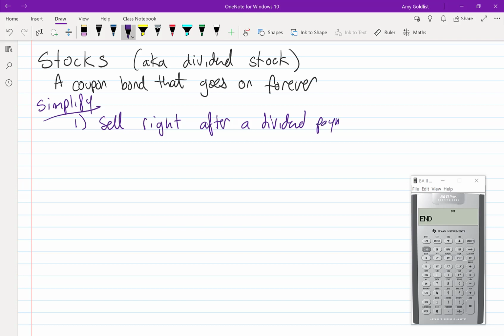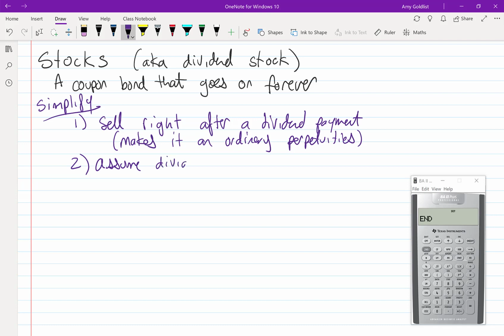Why do we do this? That makes this ordinary. If I do it that way, then I'm only calculating ordinary perpetuities, and that's always going to be easier. Two, now here's the big if. Assume that our dividends are a constant number.